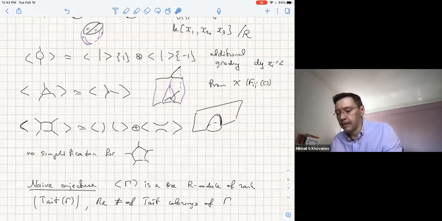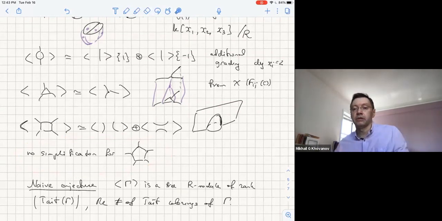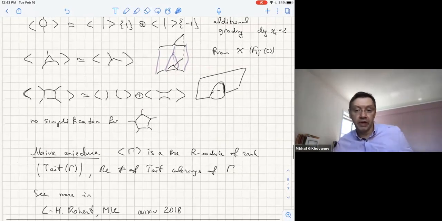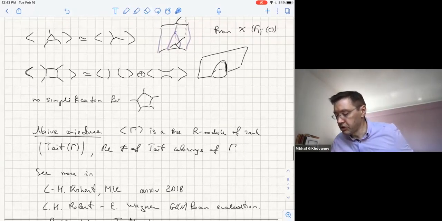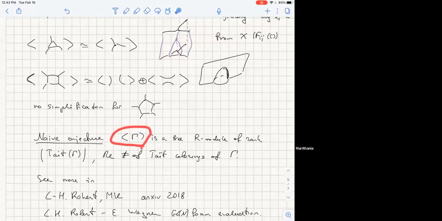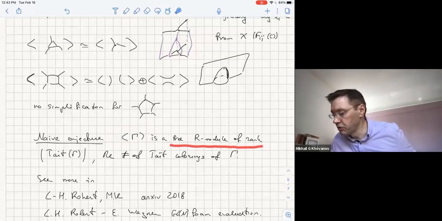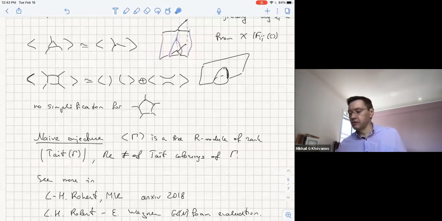And now, in this setup, you'll eventually run into trouble because there'll be no simplification for a pentagonal region. So we don't know how to simplify things in this case. So, a very naive conjecture. The conjecture is that the state space of a planar trivalent graph gamma is a free R module of rank the number of 3-edge colorings of gamma.